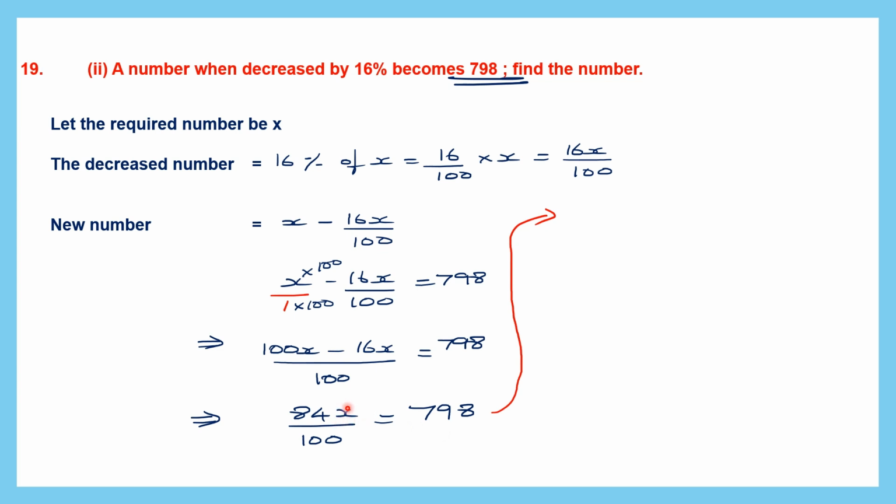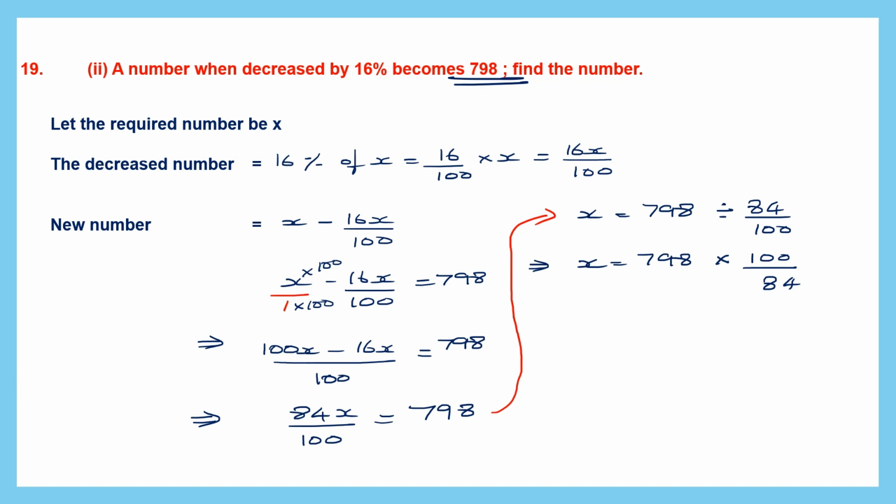We are only going to find the value of x. So x is equal to 798 divided by 84 by 100. So this is division of fractions. So x is equal to 798. Division changes to multiplication and we write the reciprocal, 100 by 84. Now we have to simplify, cancel and get our final answer.